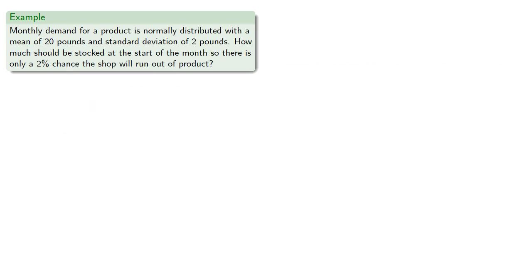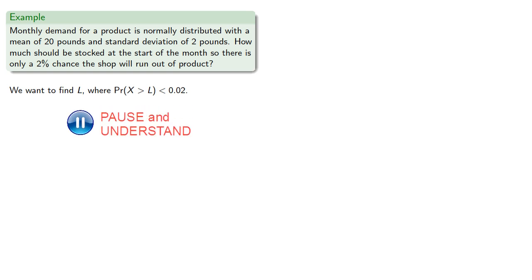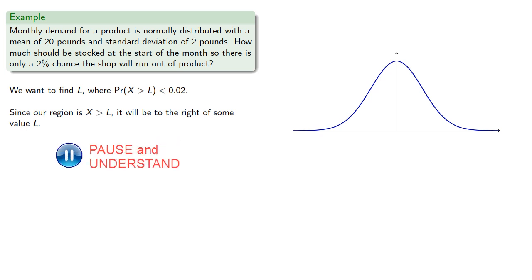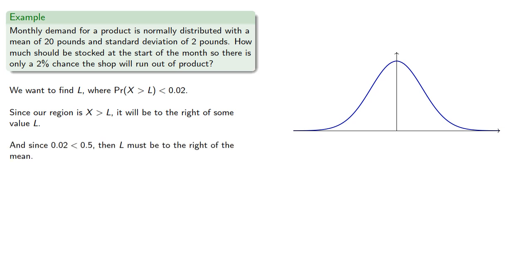For example, suppose monthly demand for a product is normally distributed with a mean of 20 and standard deviation of 2. How much should be stocked so there is only a 2% chance a shop will run out of product? We want to find an amount L where the probability that the demand is greater than L is less than 0.02. Since our region is X greater than L, it will be to the right of some value L. And since 0.02 is less than 0.5, then L has to be to the right of the mean. Otherwise, the region to the right of L will be more than 0.5.